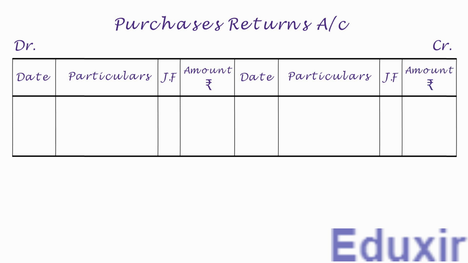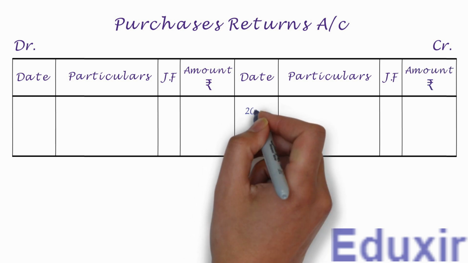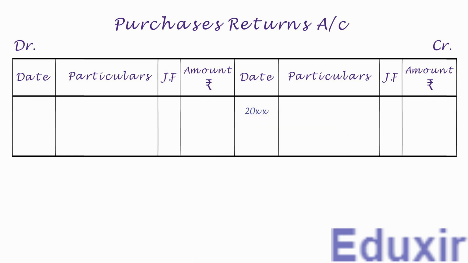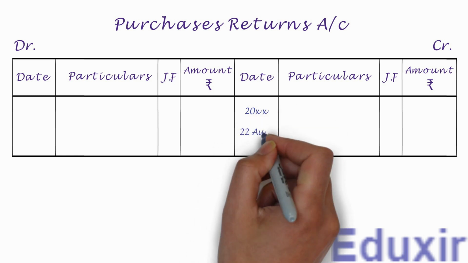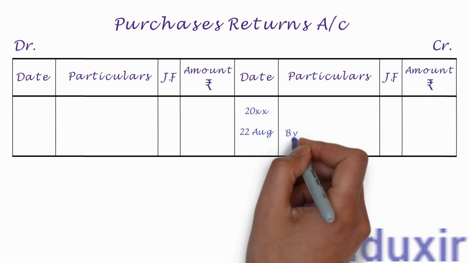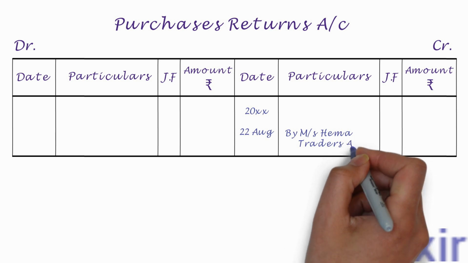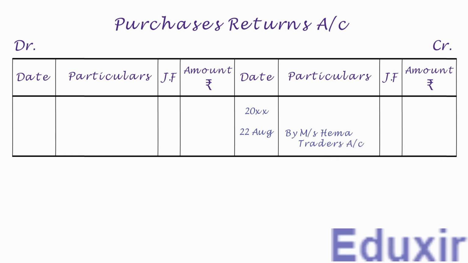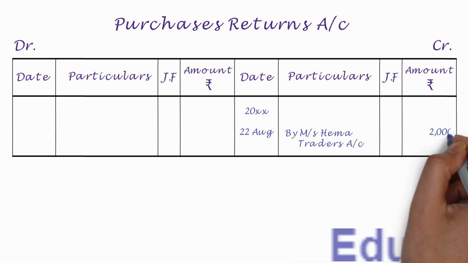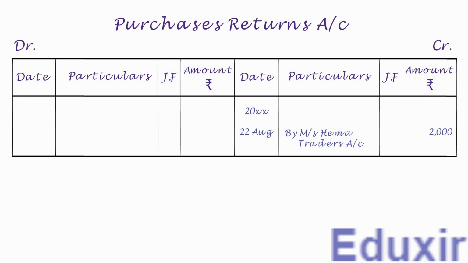Now on the credit side, let us first write the year in the date column. Let us then write the date. We need to write by Messrs. Hema Traders account into the particulars column. Let us write the credit amount of 2000 rupees into the amount column. With that, we have completed the posting of this journal entry into purchases returns account. Let us now take up the next entry.